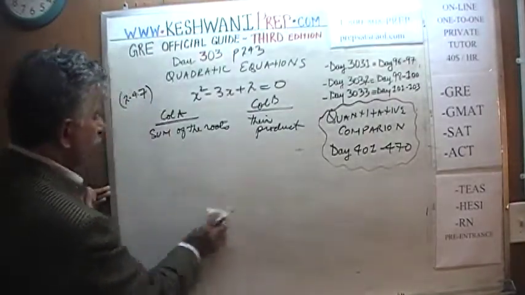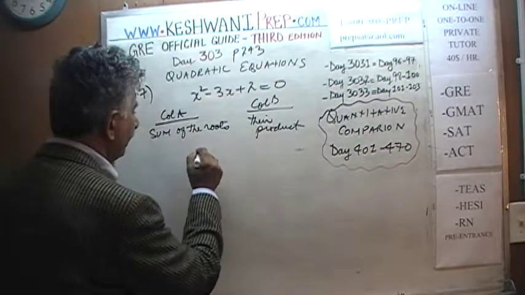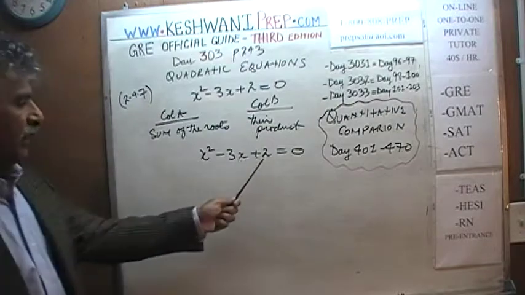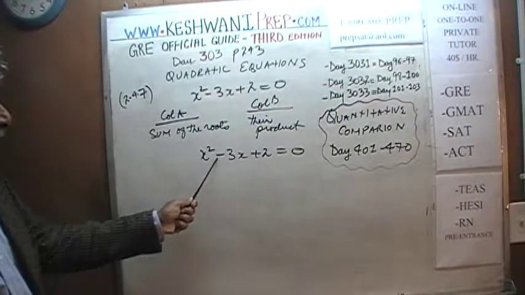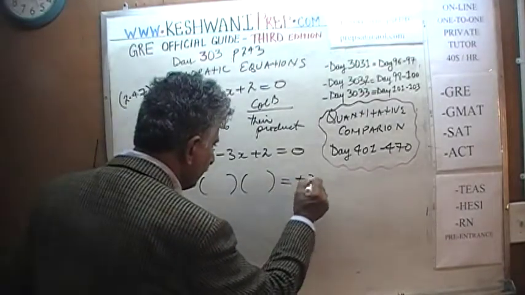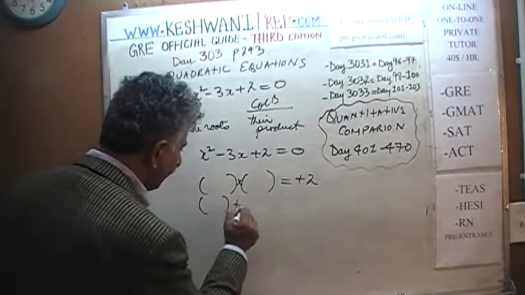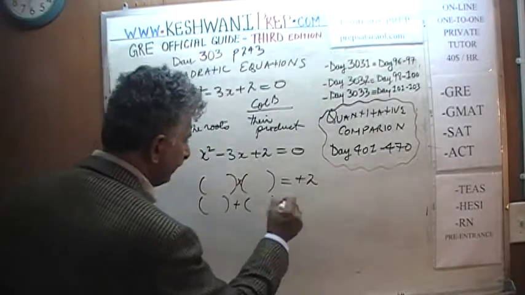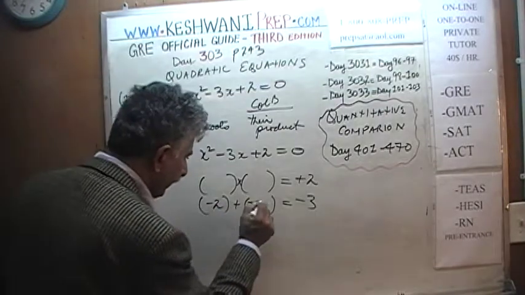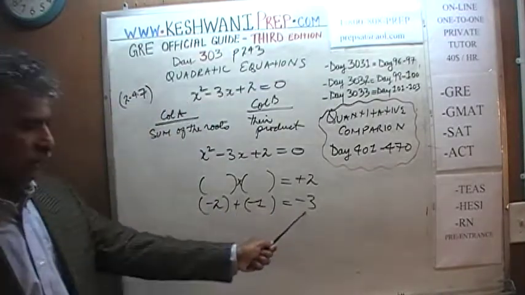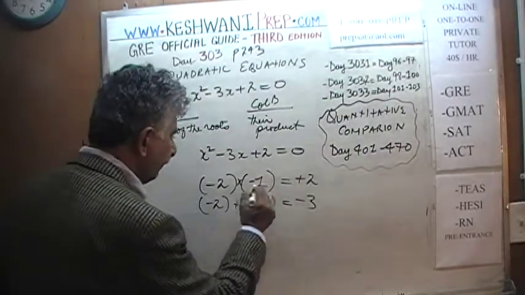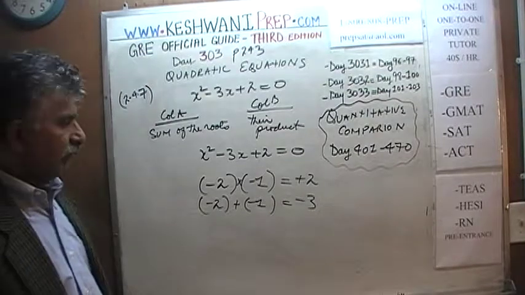It's not going to be that bad, don't worry about it. So we have x squared minus 3x plus 2 is equal to 0. The product has to be positive 2 and the sum has to be negative 3. If the product of two numbers has to be positive 2, and their sum has to be negative 3, there's only one possibility. The two numbers have to be negative 2 and negative 1, because negative 2 plus negative 1 gives us negative 3, which is their sum, and their product is negative 2 times negative 1, which gives us positive 2.